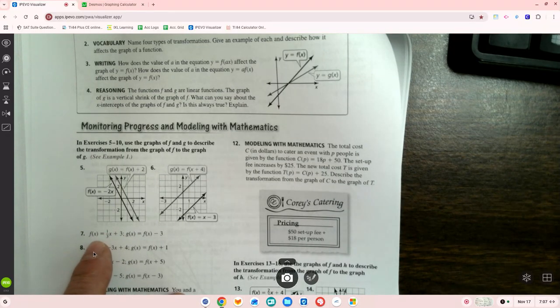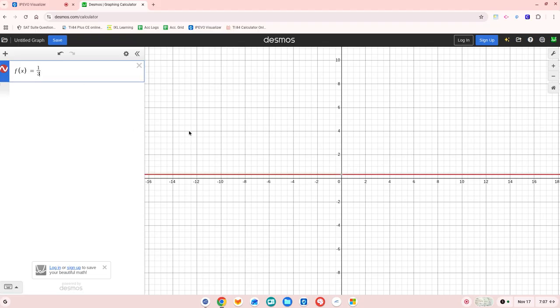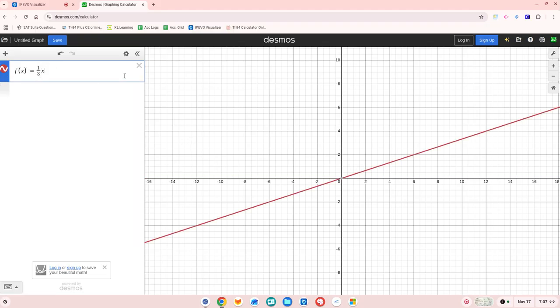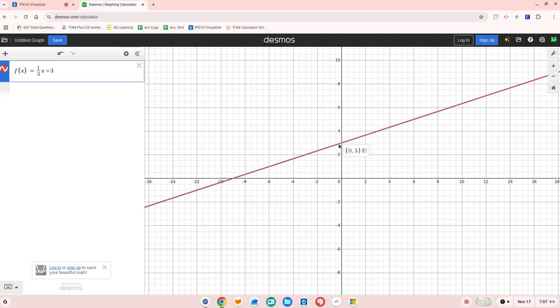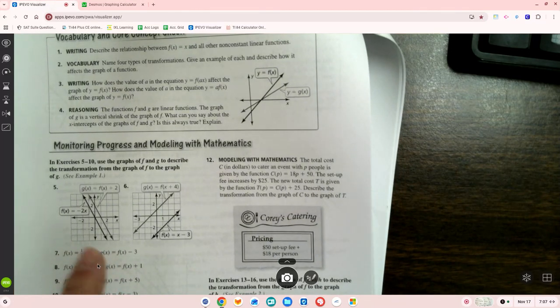I can go to Desmos and type in f of x equals 1/3 x plus 3. Let's do that. Okay, so f of x equals 1/3 x plus 3. I don't even need to use parentheses on this, because this will give me fractions, 1/3 x plus 3. Okay, so here's the original line, and it's in red. Okay, let's go back to the book. And they want to figure out, what is g doing to this line? What is this function g doing to the line? Well, it's taking f of x and subtracting 3.